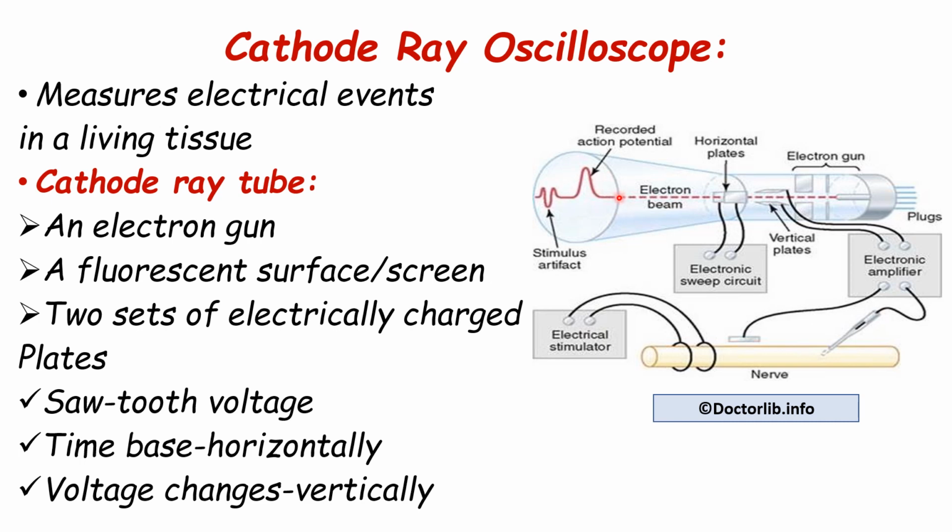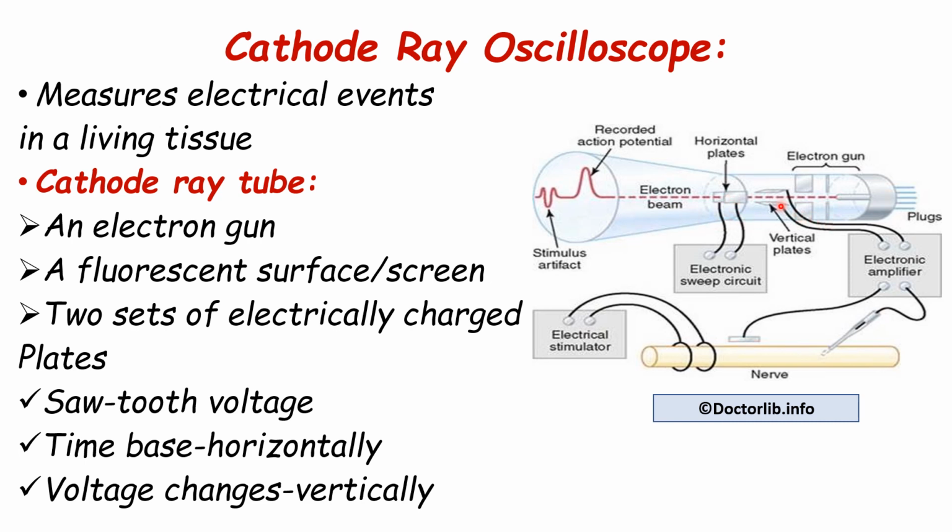This fluorescent screen is coated with a fluorescent material, and it records the electrons transmitted from the cathode ray as a beam that hits it. Then we have two sets of electrically charged plates. One is the vertical deflection plates, which are placed horizontally above the electron beam. And then we have the horizontal plates.